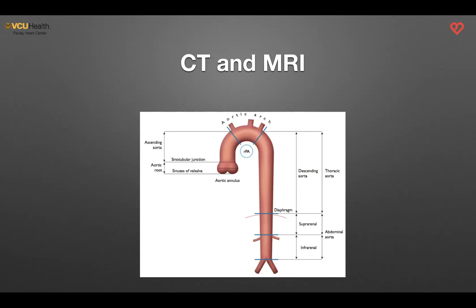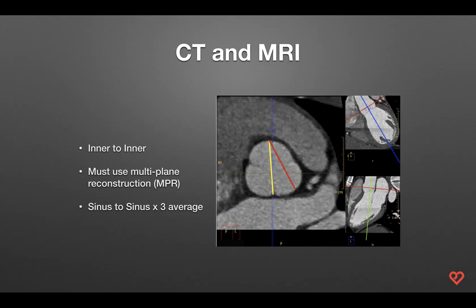When you are measuring, be systematic in the process and make sure your colleagues who interpret with you follow the exact same algorithm. When you're looking at CT or MRI, you're measuring inner edge to inner edge, which is a little bit different than echocardiography. You need to use multiplane reconstruction, and I will show you in the next slide what I mean by multiplane reconstruction and why it's important.